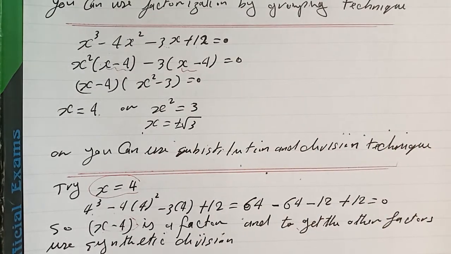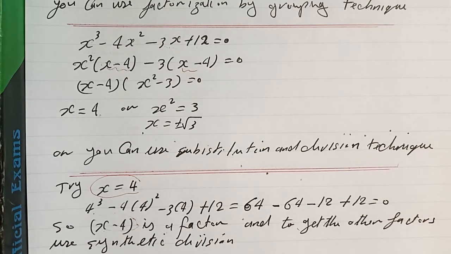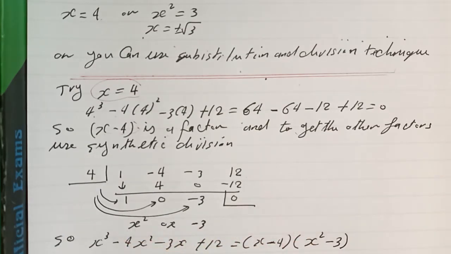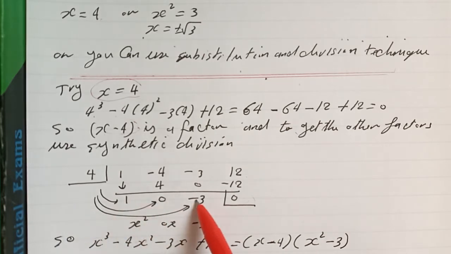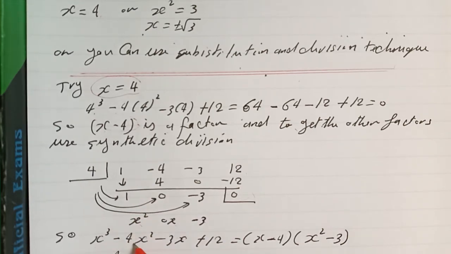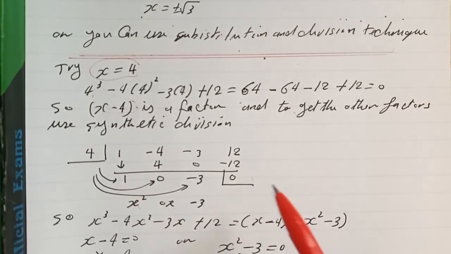Take the coefficients 1, negative 4, negative 3, 12. Put 4 here. Do the synthetic division as you know. You will get 0 because we said that x minus 4 is a factor. So this is the quotient, which is negative 3, 0x, 1x squared. That means that x cubed minus 4x squared minus 3x plus 12 is composed of x minus 4, the first factor, and x squared minus 3, this is the second factor.